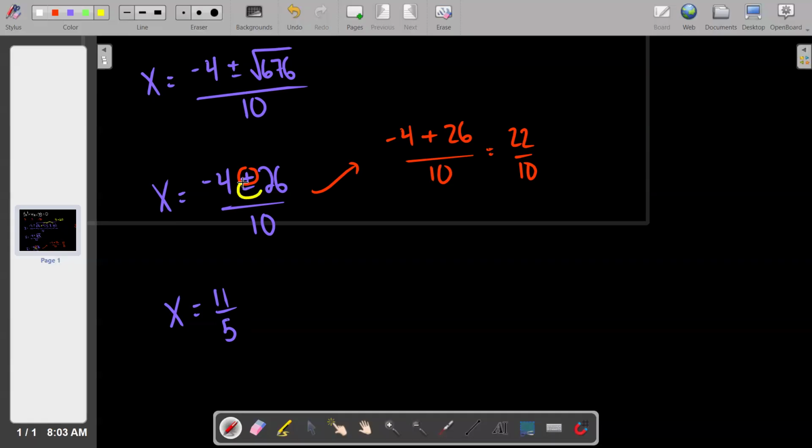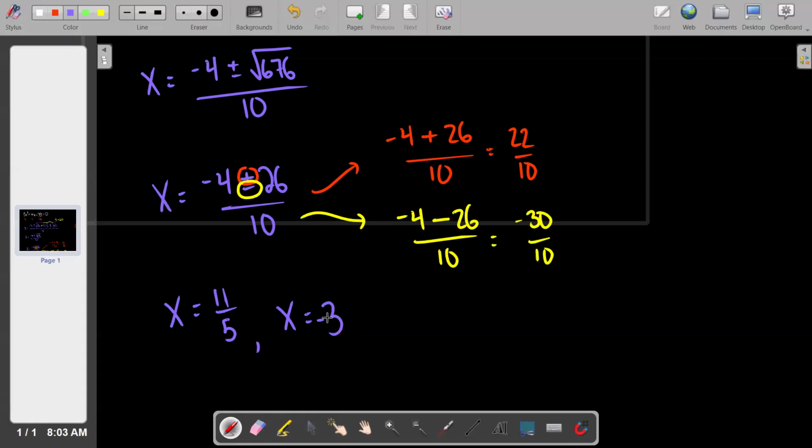I can now take the yellow pathway. That's called a minus sign. And so my other answer is negative 4 minus 26 divided by 10. And what's negative 4 minus 26? And what's negative 30 over 10? So your other answer is negative 3.